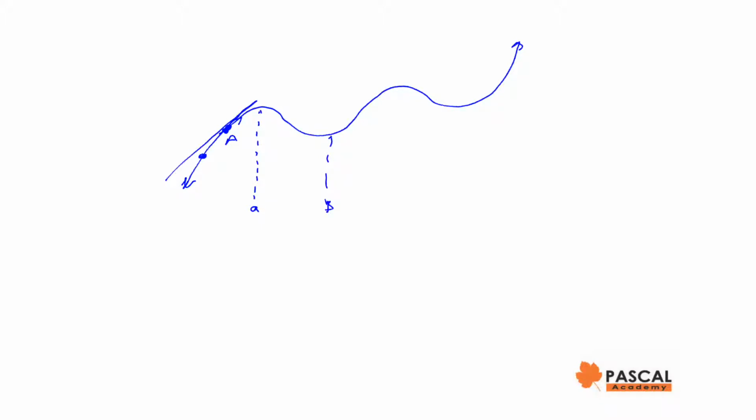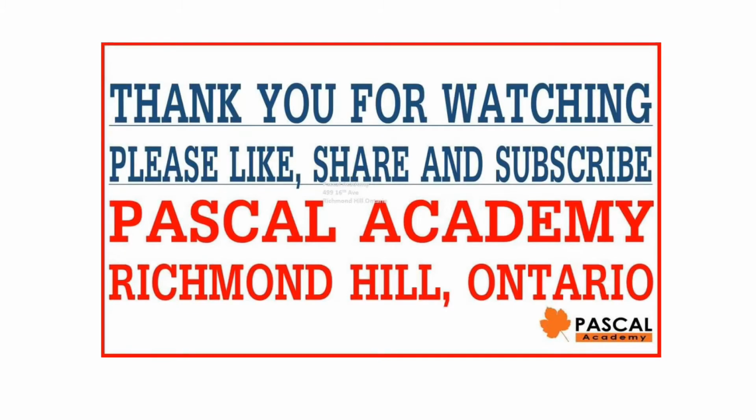Between a and b, at any point, the slope of the tangent line is negative. Therefore, the function is decreasing. We have 2 local maximum and 1 local minimum on the graph of the function. Thank you.